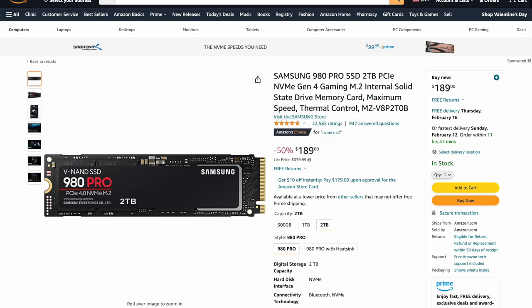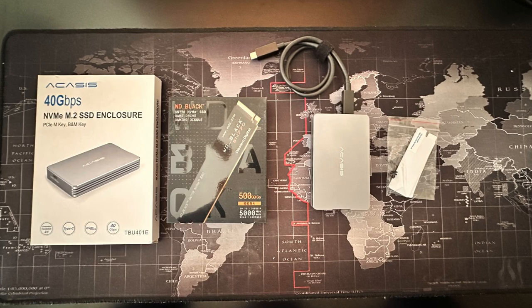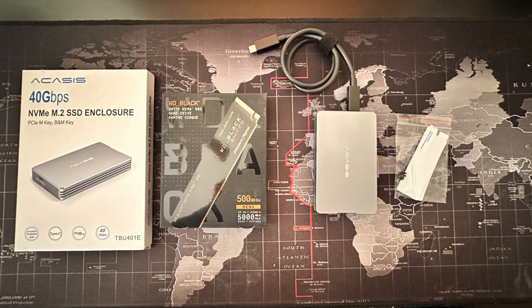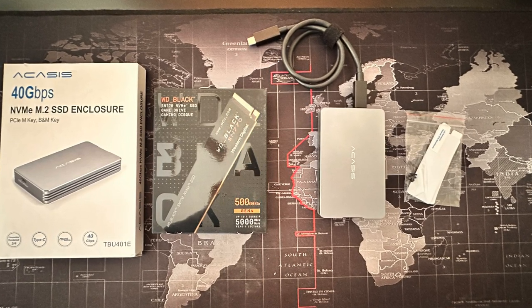You need an external case to use that M.2 SSD. Again, I choose a top grade, and you only pay around $130. So overall, for $300, you have a 2 TB SSD and double the performance of what Apple comes with. That's already a very good reason for you to buy an M.2 SSD.